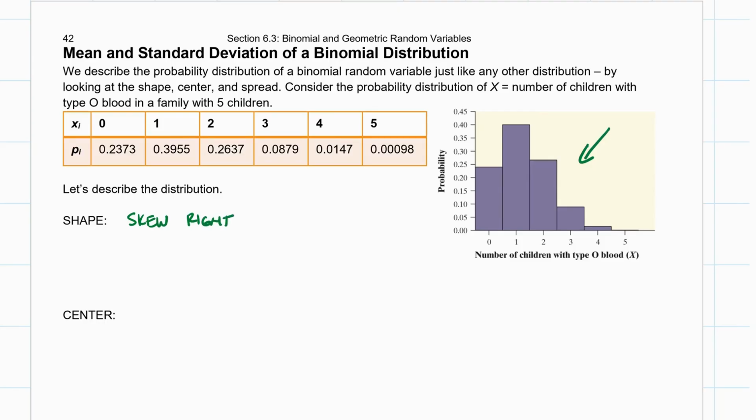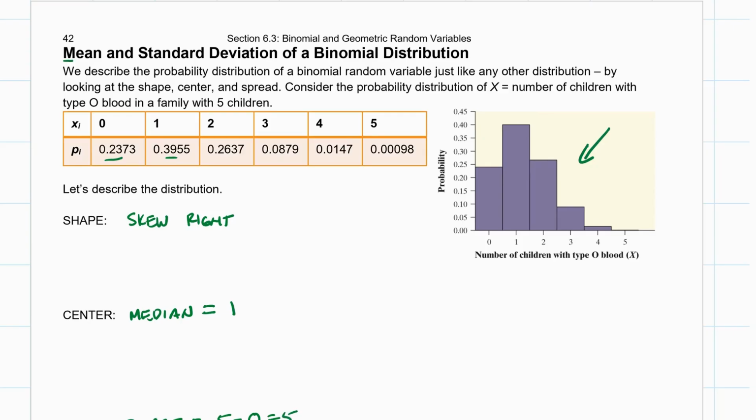We may explore the question of center. Probably the easiest way to get to center is to talk about the median. Let's see, here's about 23%, here's about 40%. That puts us over 50%. So we hit over that 50% threshold at 1. We might talk about the spread using the range. That's pretty easy. Range is 5 minus 0, which is 5.